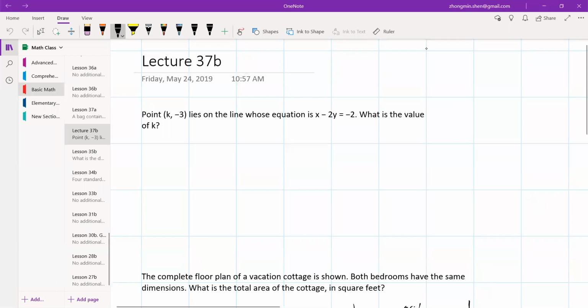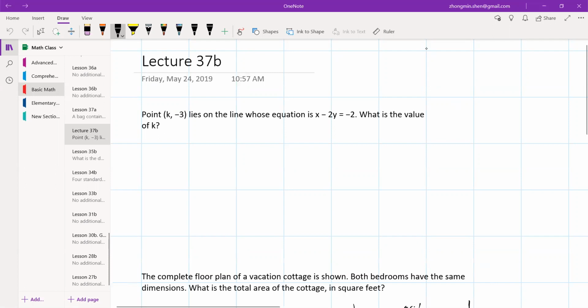So what we're going to do today? I'm going to go over a few problems from the homework. The first one is the following. It's from coordinate geometry. A point lies on the line whose equation is x minus 2y equals -2. Now, what is the value?